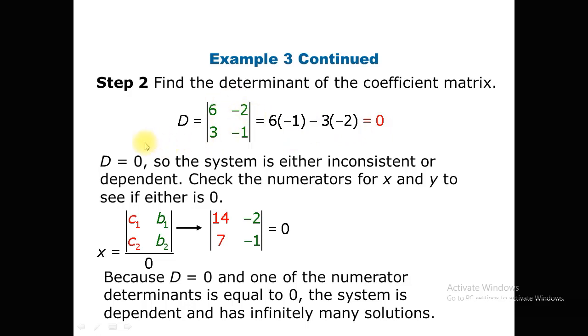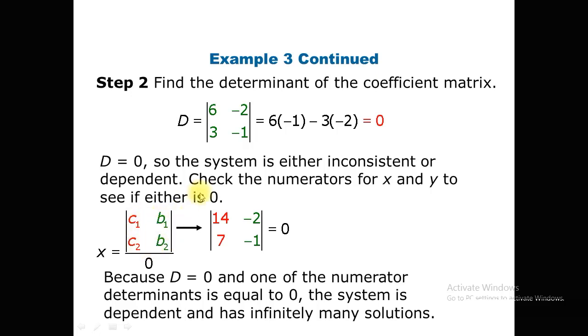Since in this system the determinant of the coefficient matrix is 0, the system is either inconsistent or dependent. Check the numerators for x and y to see if either is 0. Now this is the new determinant dx, and this is the determinant of the coefficient matrix. For dx, for the value of x, replace the coefficients of the first column by the constants which lie on the right-hand side of the system. We obtain c1 b1, c2 b2.